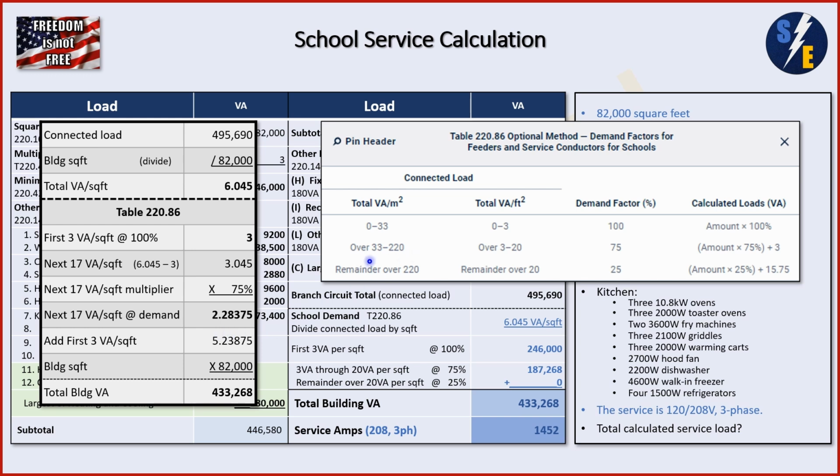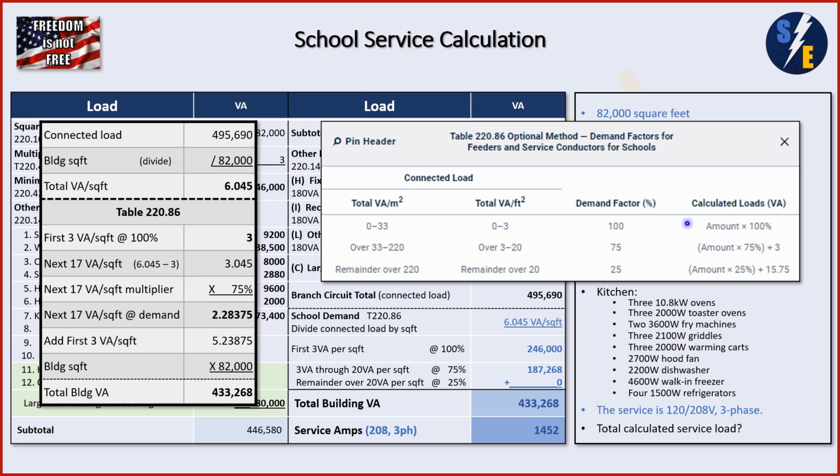And of course, we didn't have anything beyond that, so we don't have to worry about this last category here with the remainder. Then we just add the 3 to the 2.28375, and we get 5.23875, and that is our VA per square foot with our demand calculated. Once we have that, all we have to do is multiply by our square footage of the building, 82,000, and we get a total building VA, 433,268.